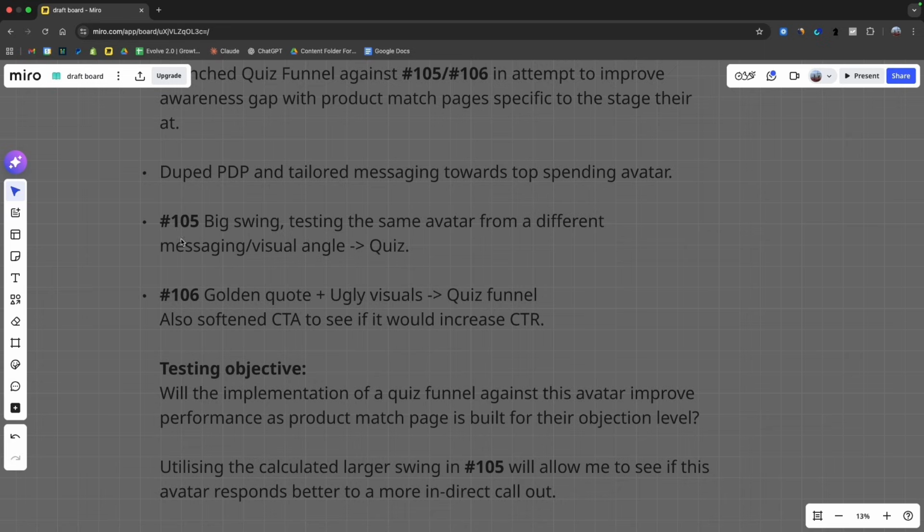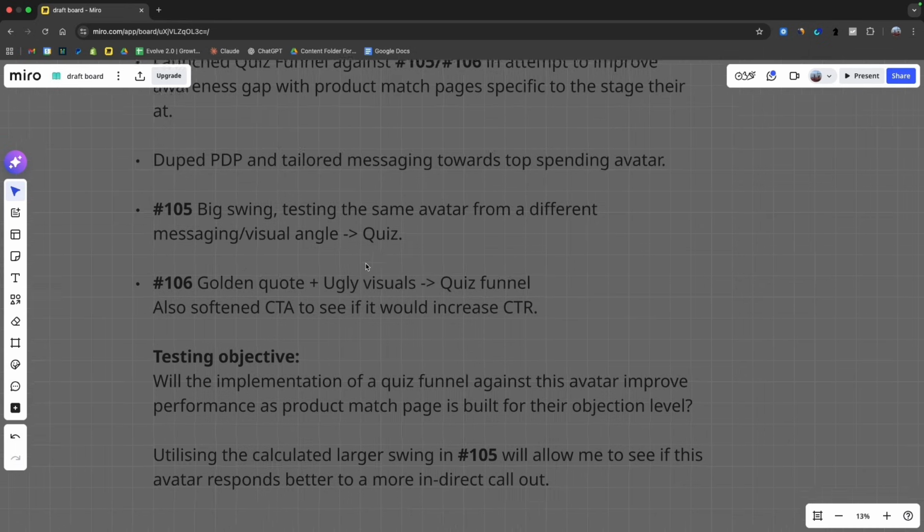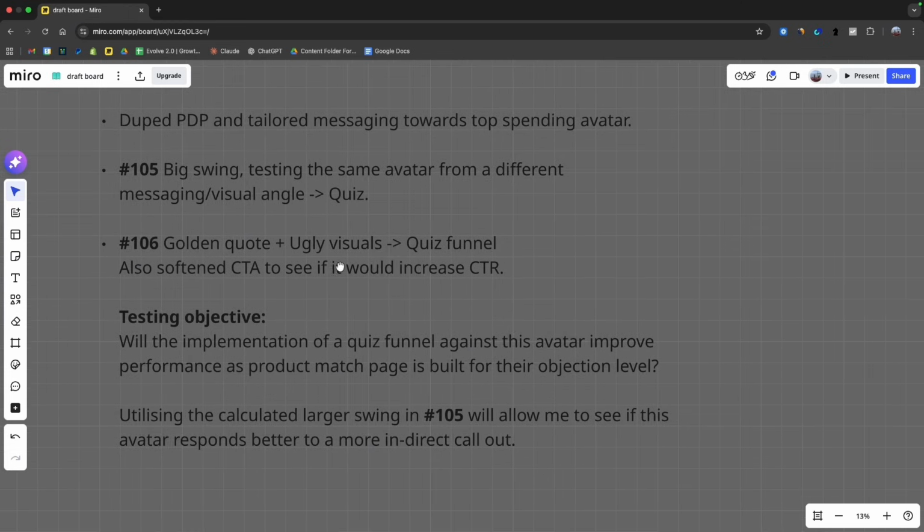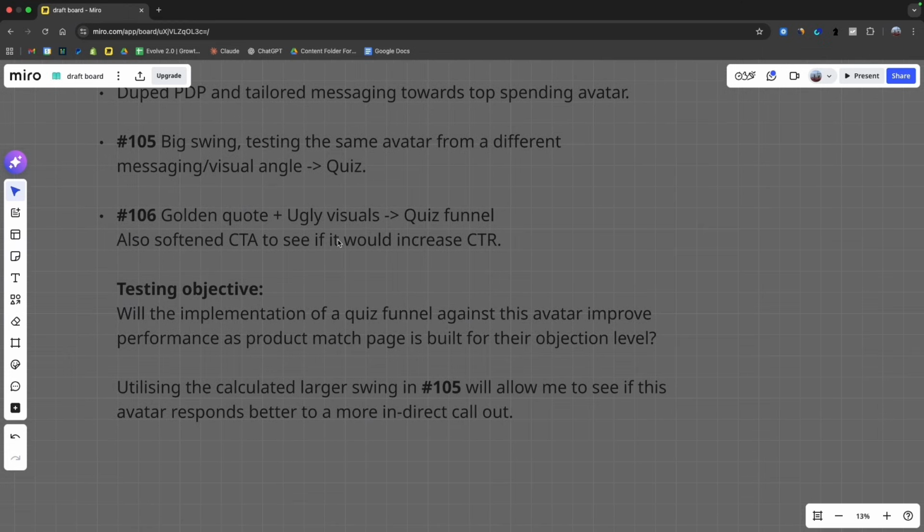So giving you guys a bit more insight into what the DCTs actually consisted of. 105, very big swing here, testing the same avatar from a different messaging and visual angle, sending all traffic to a quiz. 106, utilizing the golden quote plus the proven visuals in the last ads. Bit of a variation on those visuals as well.